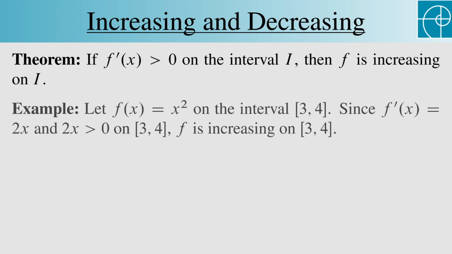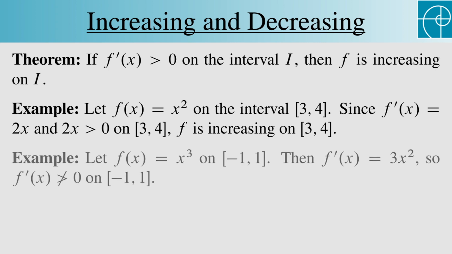For example, let f of x equal x squared on the interval (3, 4). Since f prime of x equals 2x, and 2x is greater than 0 on (3, 4), f is increasing on (3, 4). Another example, let f of x equal x cubed on (-1, 1). Then f prime of x is 3x squared, so f prime of x isn't greater than 0 on the interval, since it's equal to 0 when x is 0.